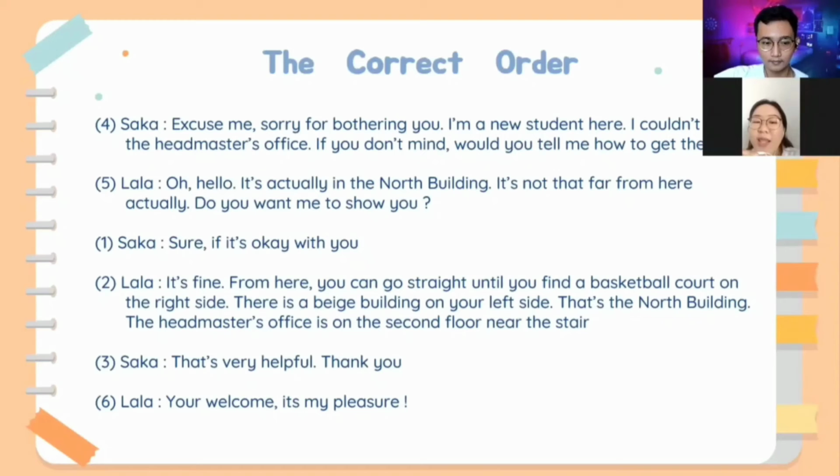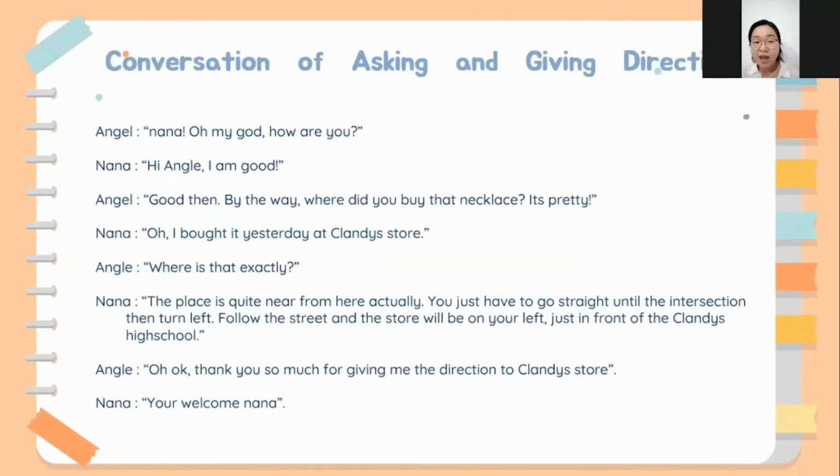So here you can see the correct order of the dialogue that I already mentioned before. Here you can see the words used in this conversation. The first is excuse me and it ends with say thank you. So the next is, I have a conversation. Here I have a conversation of asking and giving directions.